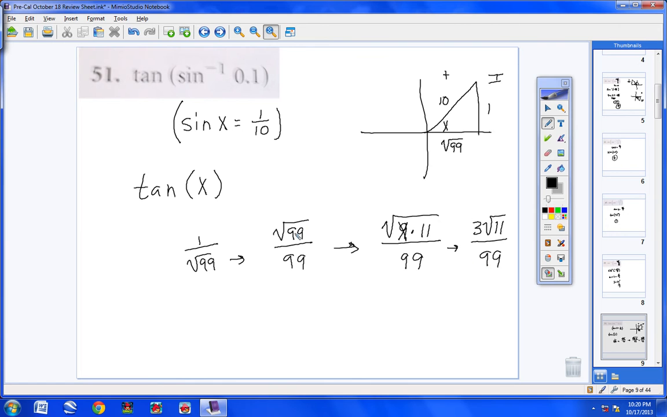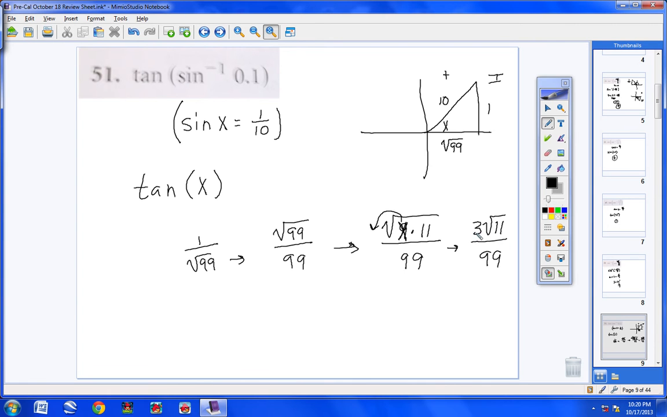Let's take a look at this again. 99 can be broken down into 9 times 11, because 9 times 11 is 99. And then I do not know the square root of 11, so I leave it on the inside, but I do know the square root of 9, so I cross it off, I take the square root of 9, and I put a 3 on the outside.